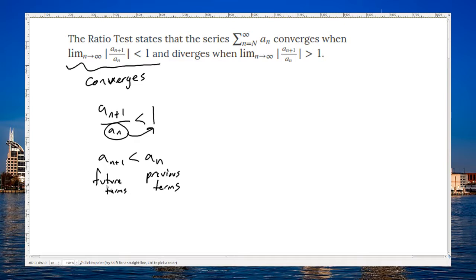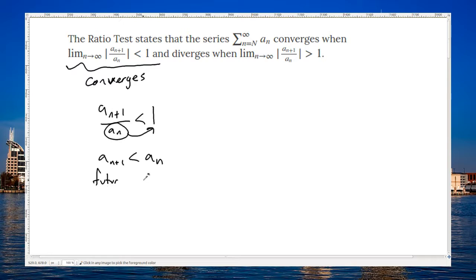And in fact, what that's saying is that when you add all these up, they're getting smaller and smaller and smaller. And eventually they get so small that the sum is finite, because the future terms get so much smaller than the previous terms. So that's the idea behind all that.